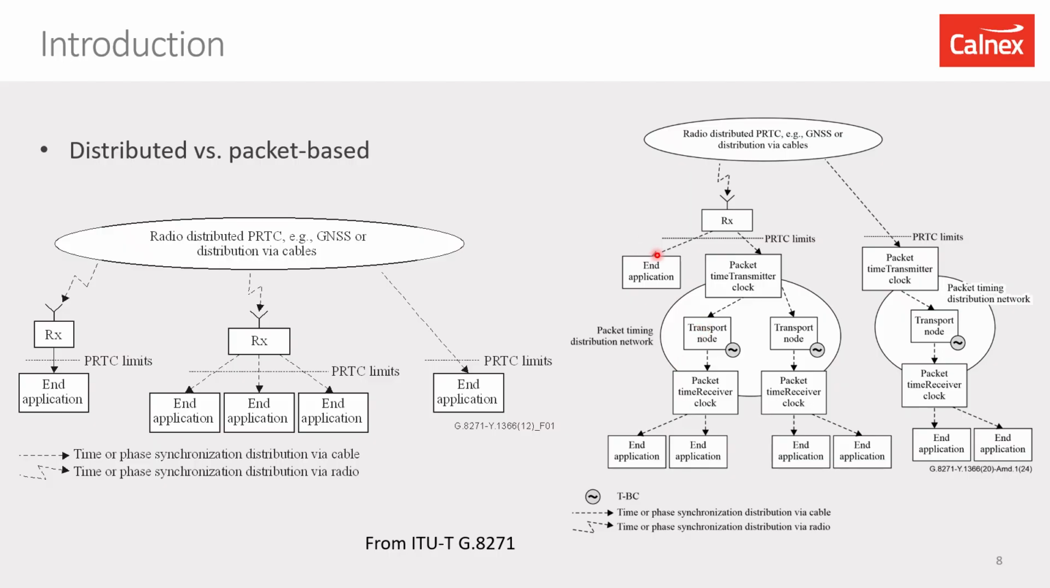Of course, in the end, what typically is deployed by network operators is a combination of these approaches, where, for instance, a local GNSS receiver could be complemented as a backup by a reference that has been distributed over the network.